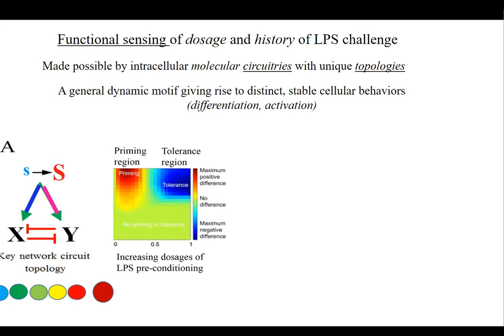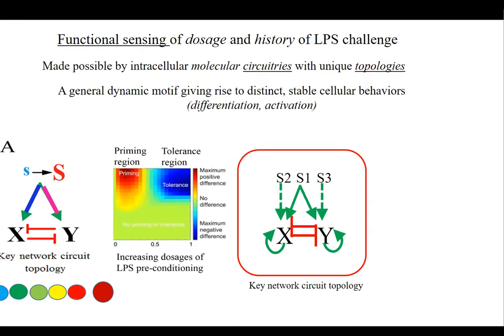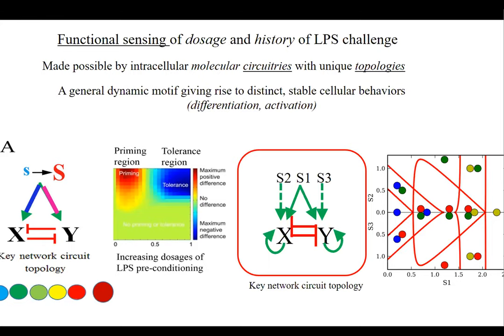And if we have additional signals, for example, if we add one or two more signals and simulate the dynamics, we can see the cells can adopt at least more than a dozen different types of activation states, depending on the balance of the challenges. And then we further look at the kinetics.